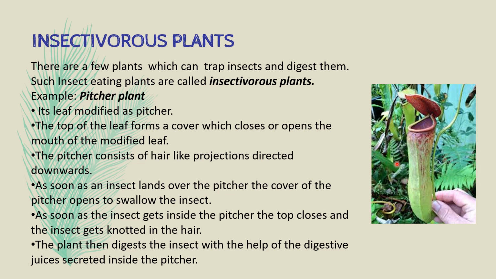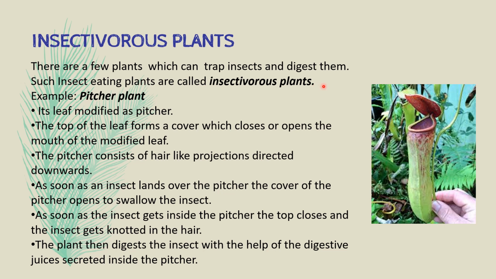Now I will read the definition for insectivorous plants. All of you listen. There are a few plants which can trap insects and digest them. Such insect-eating plants are called insectivorous plants. So these plants eat other insects. It's quite interesting, no? Plants eating insects. So such plants are called insectivorous plants.